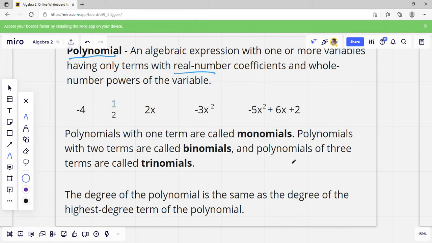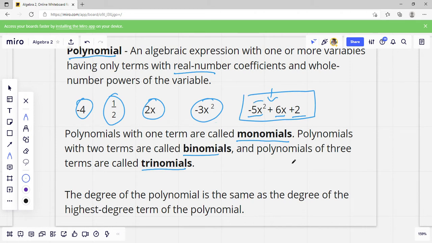Alright, and then it's a polynomial. Polynomials with one term are called monomials. So here's one term. Okay, a term is each part that is separated by a plus or minus sign. So that one's a monomial, that one's a monomial, this one is not a monomial. If it has two terms, it's called a binomial, and three terms is a trinomial. This one right here is a trinomial because we have 1, 2, 3 terms, 3 parts, each one separated.